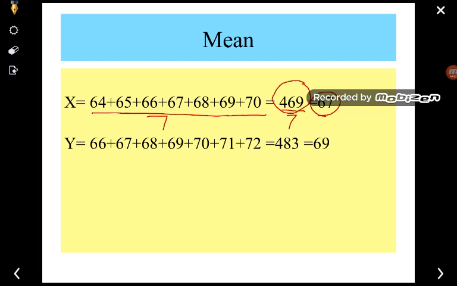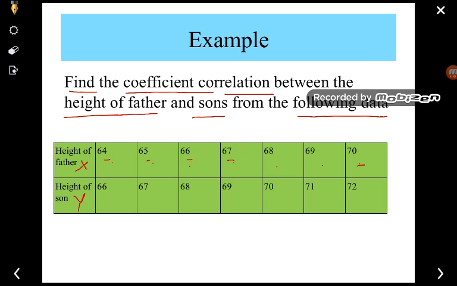So what is 67? It's nothing but the x bar. Similarly, we have to find out the y bar. Here also we have to do the same thing. We have to find out the y bar of the y variables.